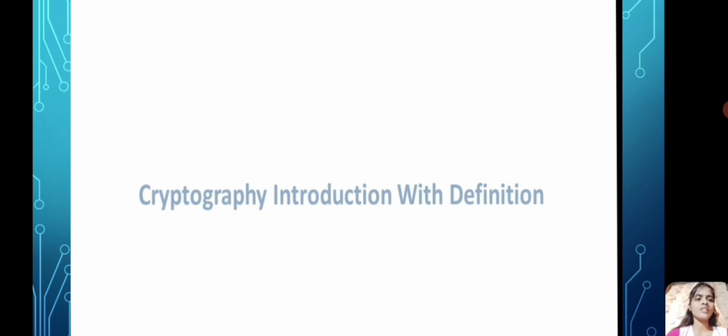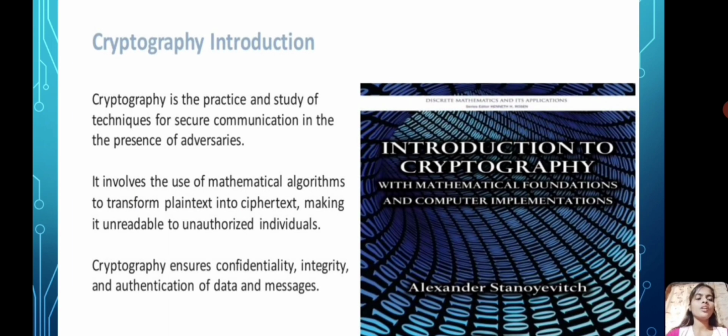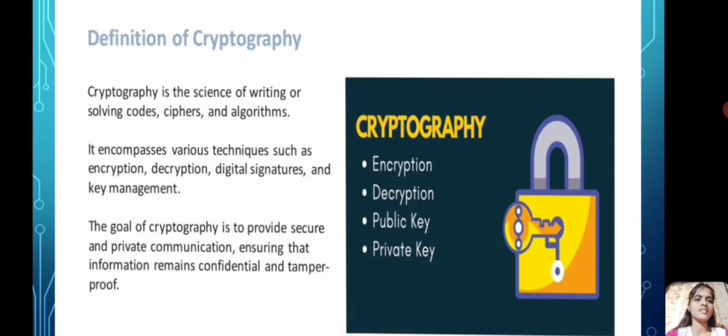Cryptography Introduction with Definition. Cryptography is the practice and study of techniques for secure communication in the presence of adversaries. It involves the use of mathematical algorithms to transform plain text into cipher text, making it unreadable to unauthorized individuals. Cryptography ensures confidentiality, integrity, and authentication of data and messages.